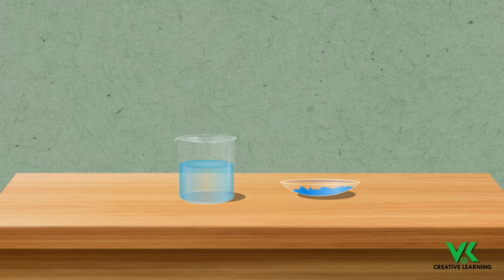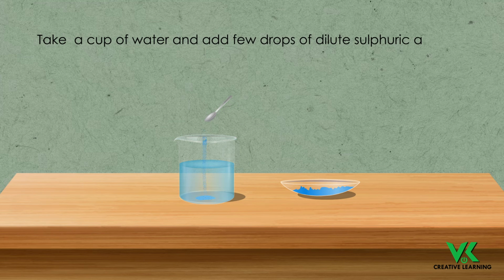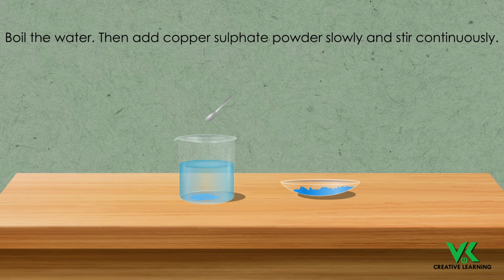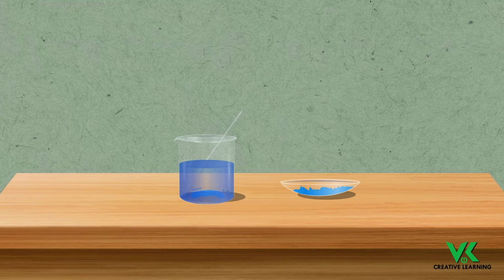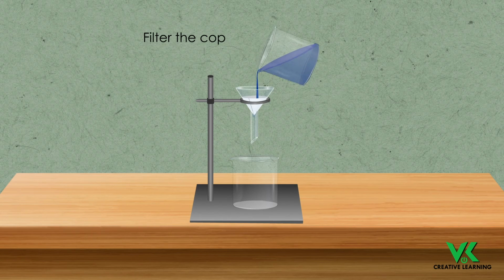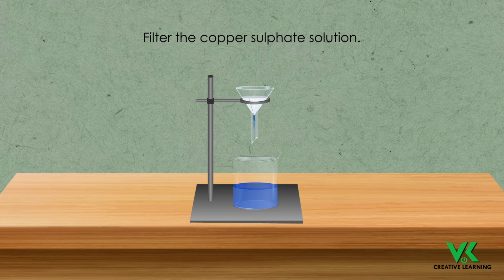Let's perform another experiment to understand crystallization. Take a cup of water and add a few drops of dilute sulfuric acid. Boil the water. Then add copper sulfate powder slowly and stir continuously. Add more copper sulfate powder till no more powder can be dissolved. Filter the copper sulfate solution.